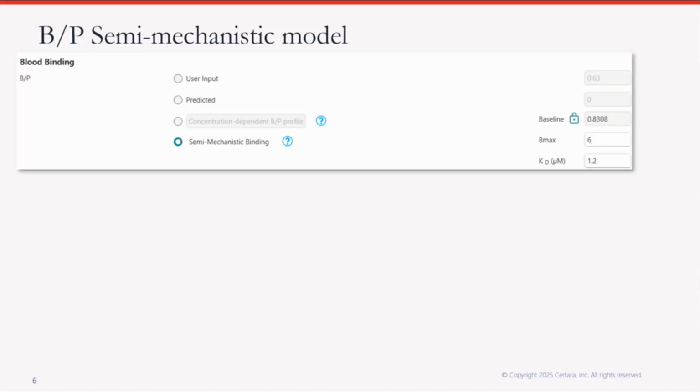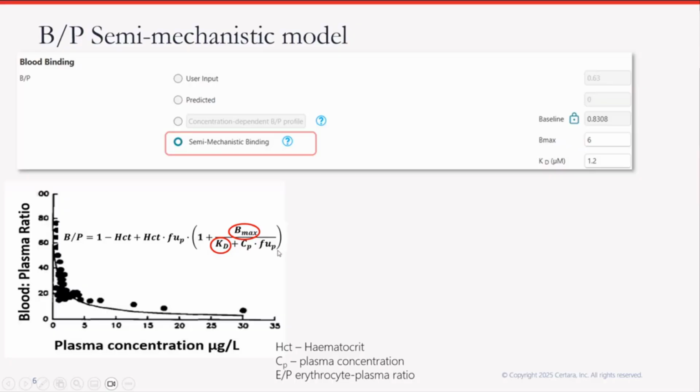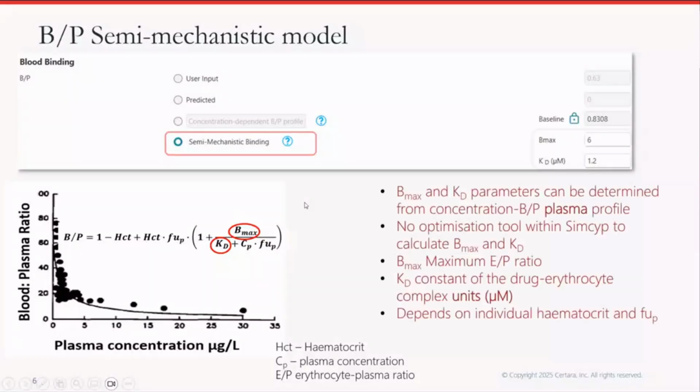Then for the semi-mechanistic model, this is the formula for the semi-mechanistic model. You can see the input values, the Bmax and the Kd, how they interact with the plasma concentration, and also in the formula we have the individual's hematocrit and fraction bound in plasma. In this case, the baseline value is also using the same kind of calculations as previously, but now it's set using this formula, but with the CP set equal to 0.